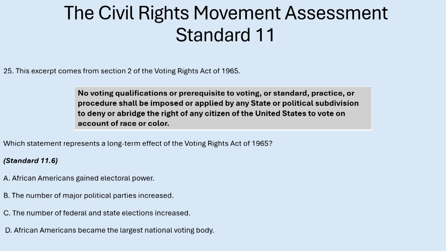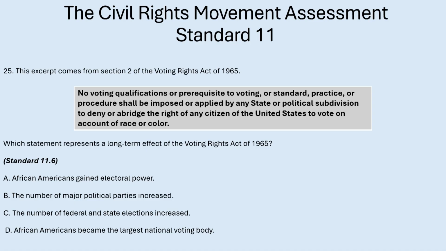Once again, we're going to attempt to answer this without having to look at the graphic. Which statement represents a long-term effect of the Voting Rights Act of 1965? With the Voting Rights Act, the purpose was to make sure that African Americans, in this case, and any American really, wouldn't be discriminated against or have their right to vote limited.